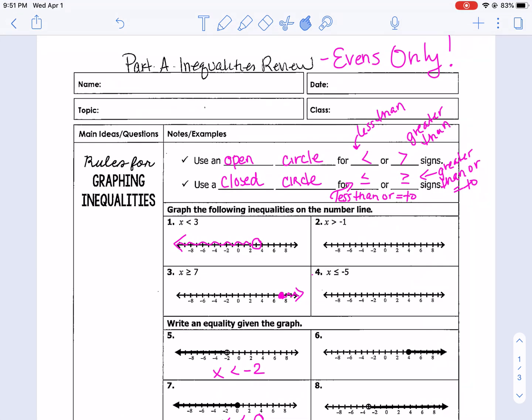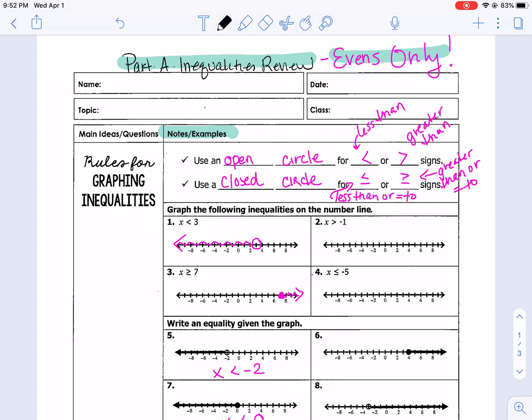Hello. Today we are going to take a look at the Part A Inequalities Review. Your assignment is only to do the evens, but it may not be a bad idea to jot down some of the notes and examples. So let's jump right in.